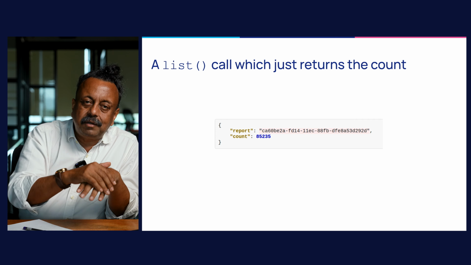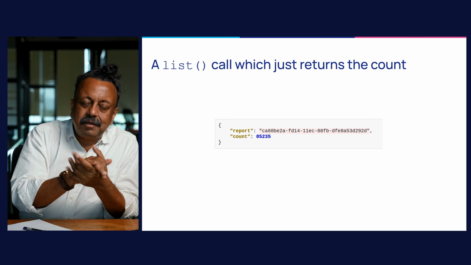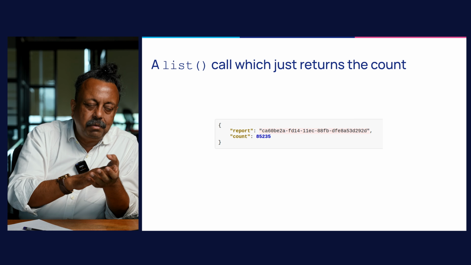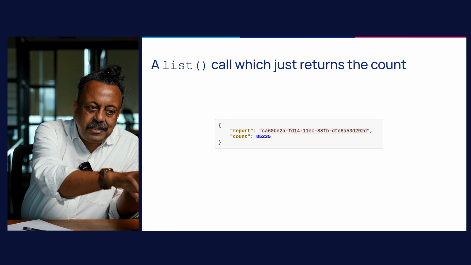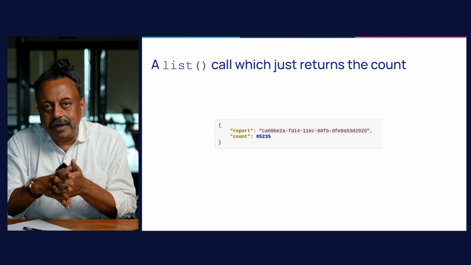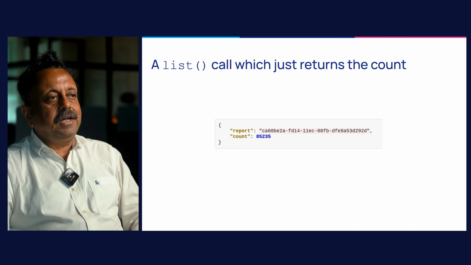It means that there was a list call made and some filter parameters were given, and there were probably very large numbers of records, and the set of matching records is 85,235. So sometimes this becomes very useful.